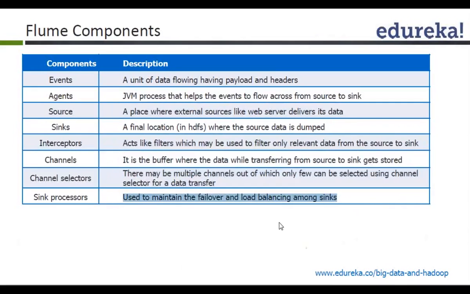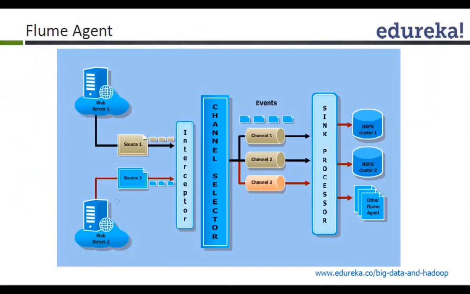And finally, once the data is there in the sink, you would have to use something that will drain out the data from the sink. That is what your sink processors are. It's typically used to maintain the failover and load balancing amongst the multiple sinks that you're having. Okay, so this is a fantastic diagram of what Flume is.